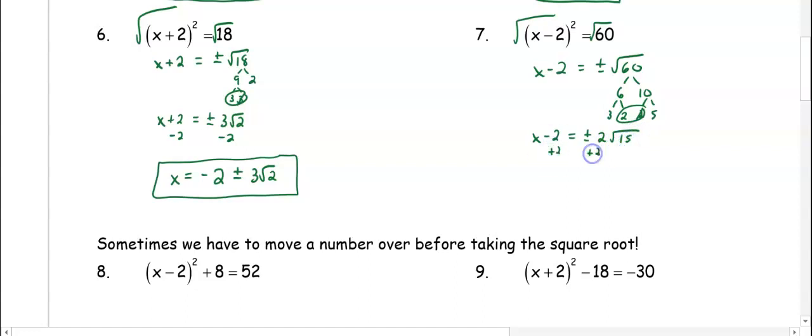So we're going to add 2 to both sides. So again, just like in number 6, we're going to write our answer as an expression. We're not going to have a full number, so we're going to have 2 plus or minus 2 root 15.